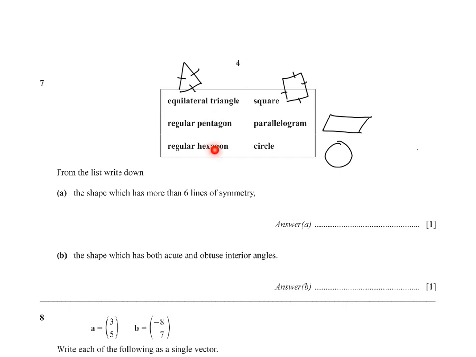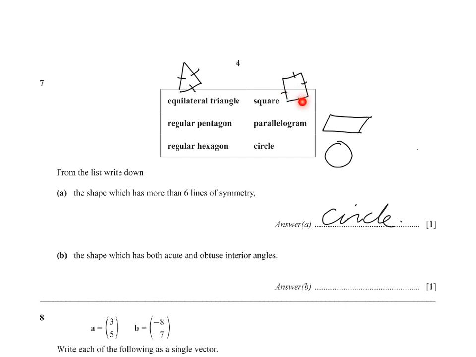A regular hexagon has 6 lines of symmetry. A circle has, if you like, an infinite amount of lines of symmetry. So we write down circle over there, the circle.